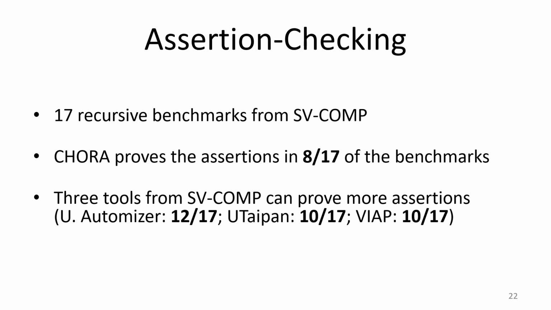There were 3 tools from the SVComp competition that were able to prove the assertions in a larger number of benchmarks than CORA. Ultimate Automizer could prove 12 of 17, UTaipan could prove 10 of 17, and VIAP could also prove 10 of 17. However, those 3 tools were roughly an order of magnitude slower than CORA, and all the tools from the competition other than those 3 were able to prove the assertions in fewer benchmarks than CORA. From these experiments, we conclude that CORA's procedure summaries are sufficiently precise to be useful in proving assertions in a standard benchmark suite.